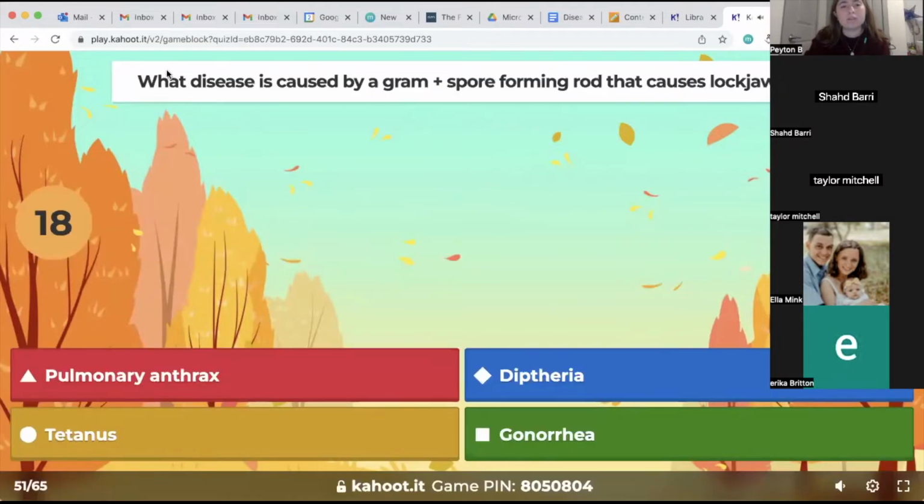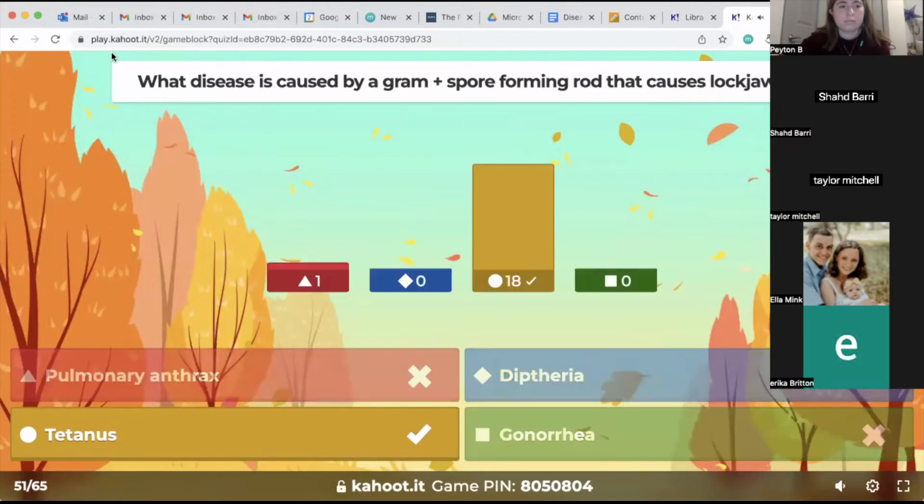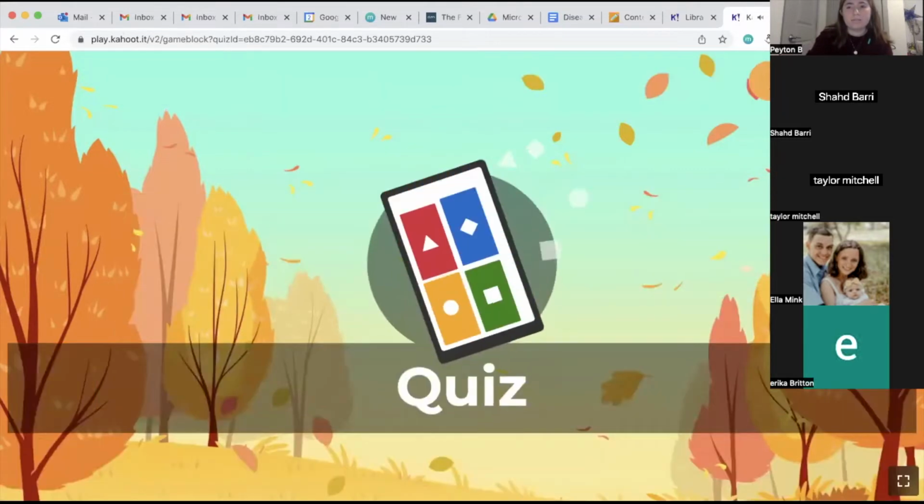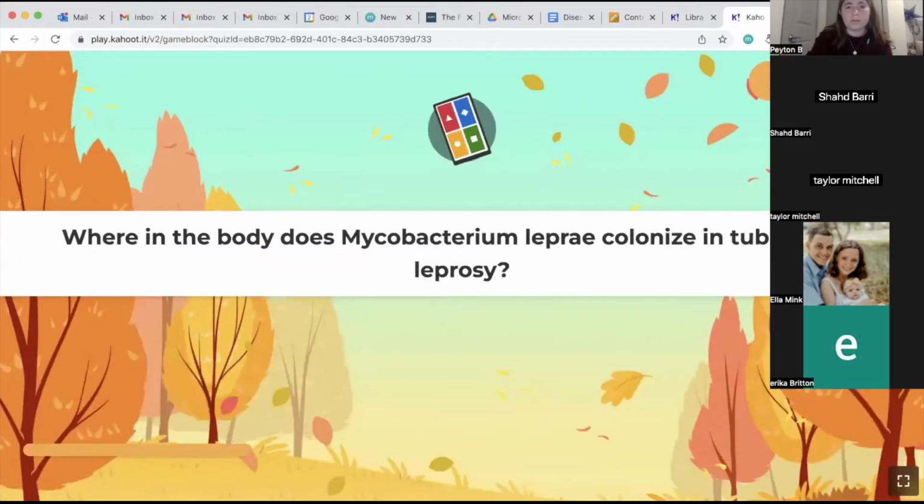All right, which of the following is caused by a gram-positive spore-forming rod that causes lockjaw? All right, tetanus, yes. A few more. I think we can do this. Okay.